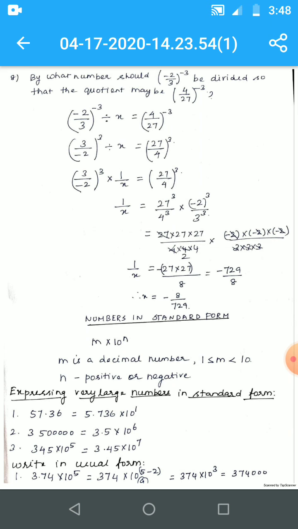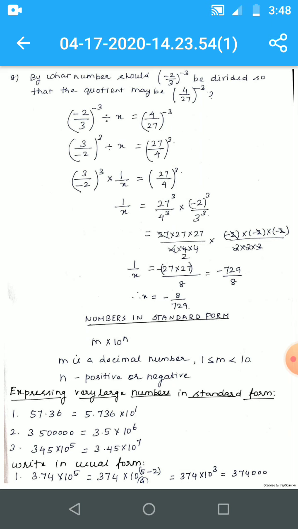Again, 345 multiplied by 10 to the power 5. That means it is already at a power of 5. Now I can't represent 34.5 because m should be a decimal number less than 10. So I am moving forward 2 steps, that is 3.45. So the power has to be added. The power is increased by 2. 10 to the power 5 plus 2, that is 10 to the power 7.